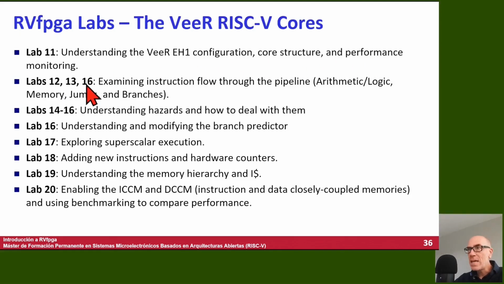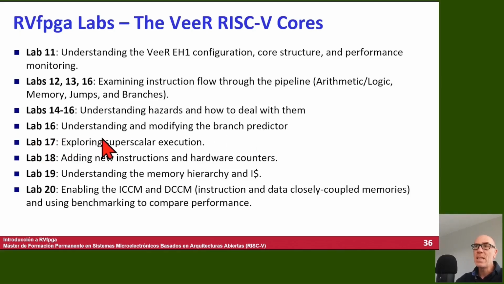Practices 12, 13, and 16 cover various instructions and their pipeline execution: arithmetic, memory, and conditional and unconditional jumps. Practices 14 to 16 demonstrate how the core manages structural, data, and control hazards. Practice 16 also explains the core's 2 branch predictors, a basic one and an advanced gshare.